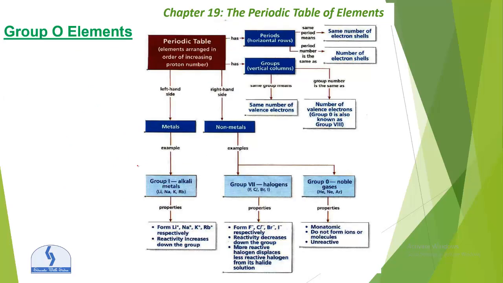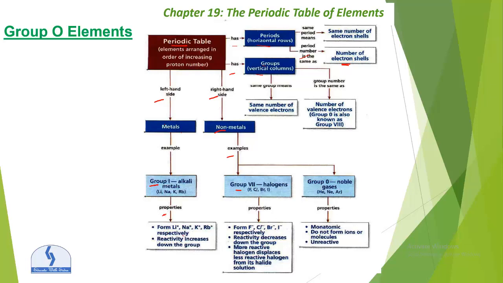So look at the chart, see over here. This is the periodic table, and elements are arranged in order of increasing atomic number. They have periods, that is horizontal rows. They have groups that are vertical columns. Same period means the same number of electron shells, and the period number is the same as the number of electron shells, right? On the left hand side there are metals, and on the right hand side there are non-metals. Metals, for example, group number 1, alkali metals: lithium, sodium, potassium, rubidium. And non-metals are group 7, that is halogens: fluorine, chlorine, bromine, iodine, astatine, etc.